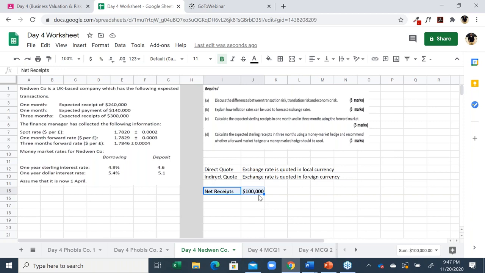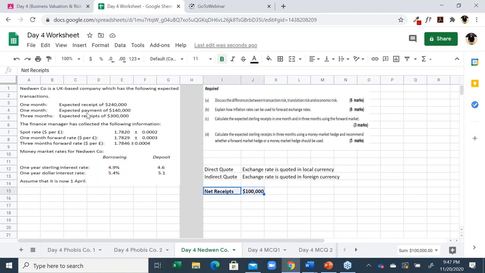So it's better to hedge the difference, because at the time when we will be receiving 240,000, we can pay 140,000 out of this receipt. So we will be left with only $100,000 after 1 month's time. So better to hedge this $100,000 only. And in case the payments were higher, we would have written net payments. So it depends on whether receipts are higher or payments are higher.